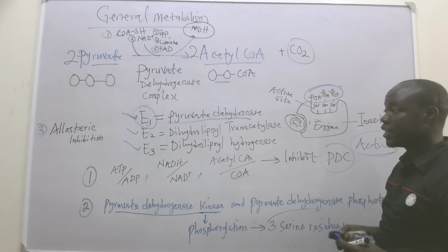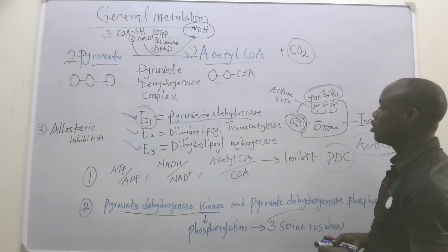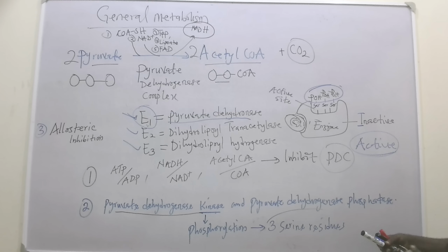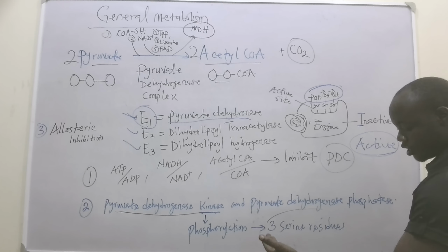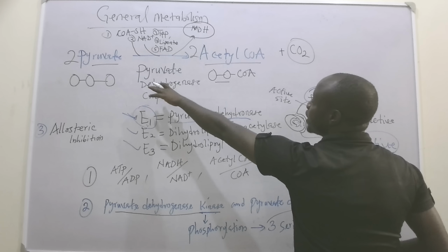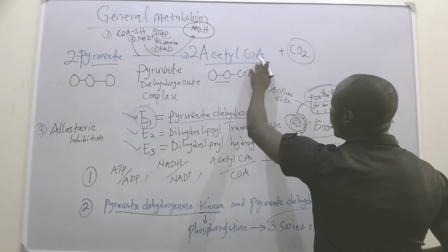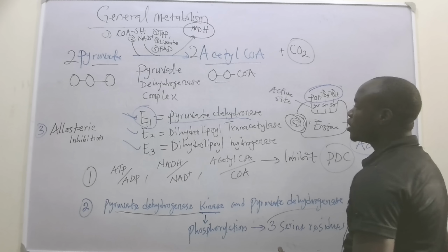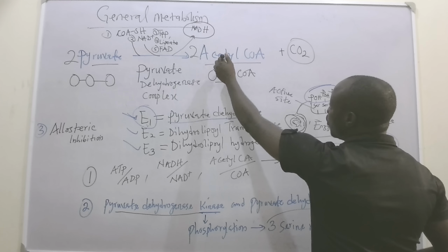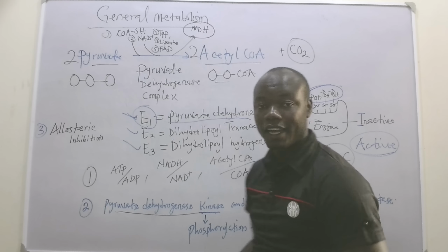So in allosteric inhibition, the end products of the pyruvate dehydrogenase enzyme can serve as allosteric molecules. For example, the product of the pyruvate dehydrogenase complex is acetyl CoA. When there is enough acetyl CoA in a cell, it can serve as an allosteric modulator, binding to the allosteric site of the enzyme and inhibiting its activity.